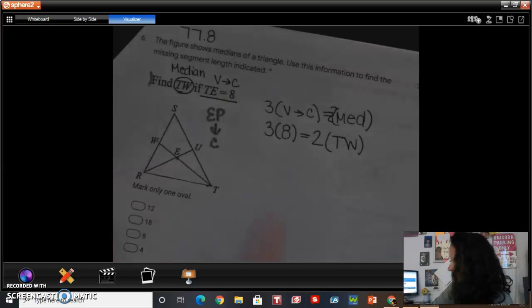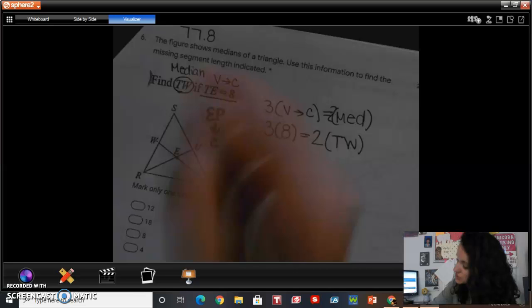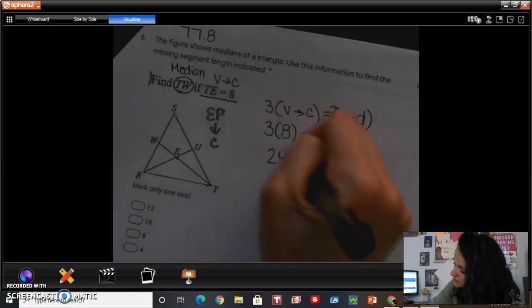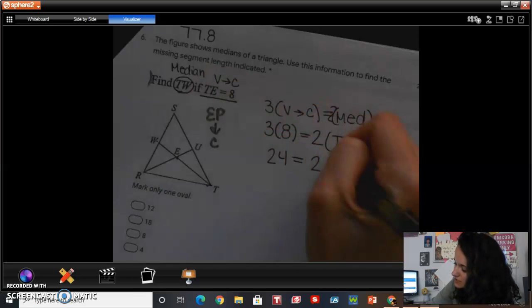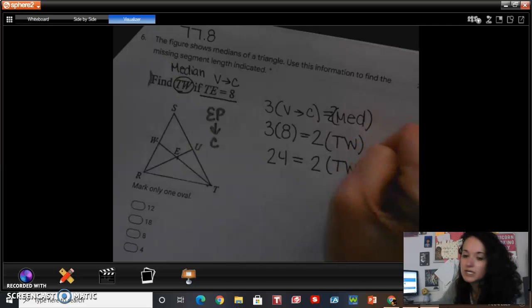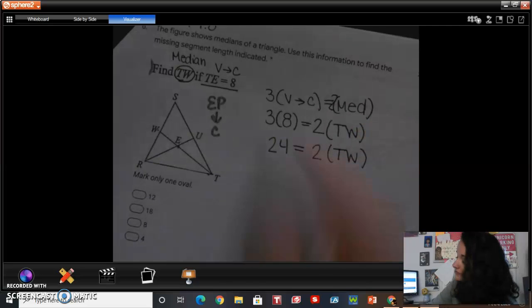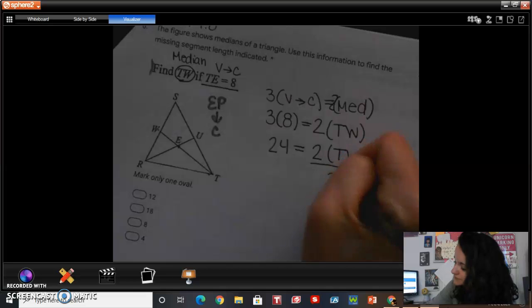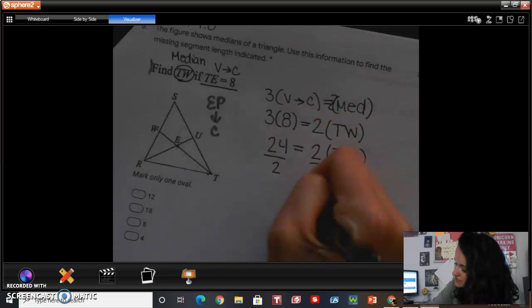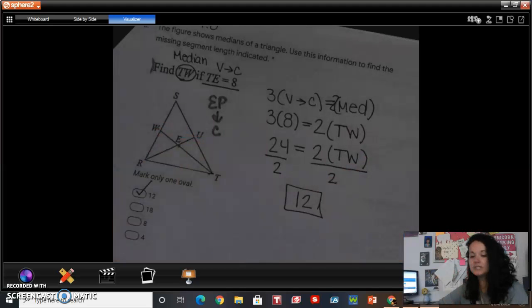Now all we do is solve. So we do 3 times 8. Well, what's 3 times 8? Well, that's 24. Equals 2 times TW. Now to get TW by itself, we divide by 2. And we get our final answer is 12. So it's all about identifying what you have, what you want, and then seeing which of the three formulas lines up with it. So let's keep working on those.